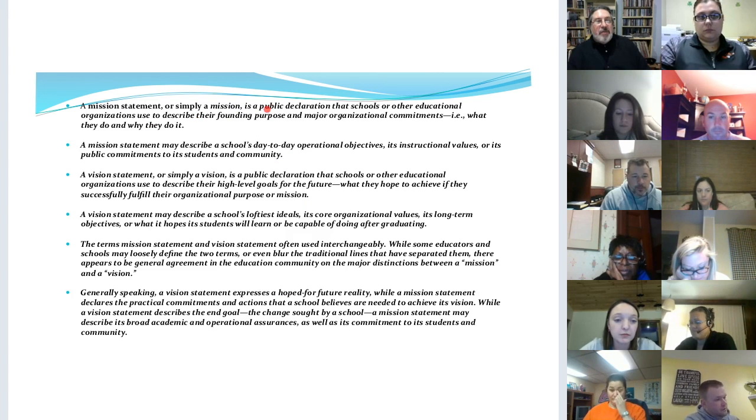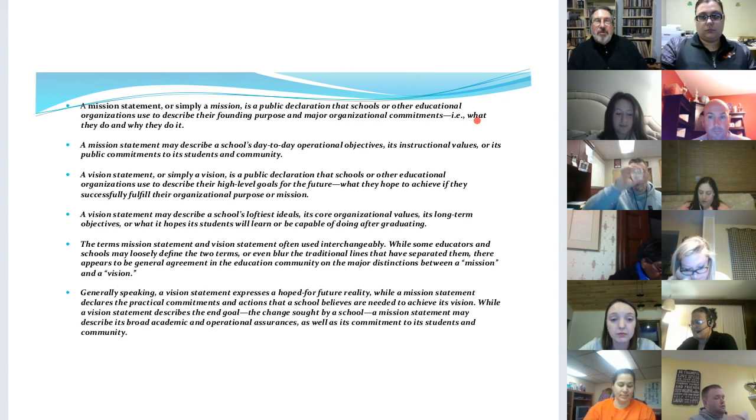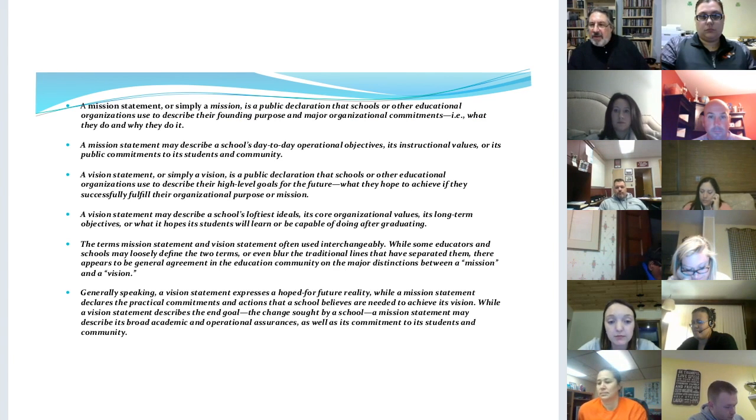A mission statement, or simply a vision, is a public declaration that schools or other educational organizations use to describe their founding purpose and major organizational commitment. In other words, what they do and why they do it. So many of our mission statements in schools are so generic, it really bothers me, when in fact there's something very particular about us.